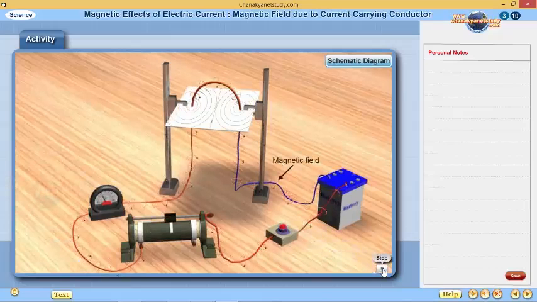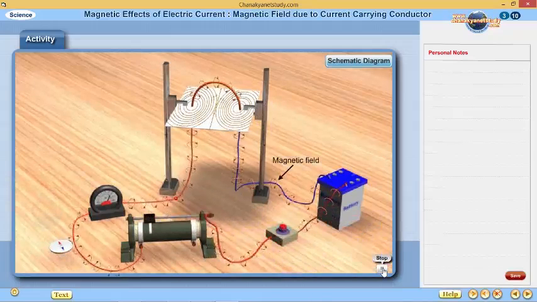Observations: the iron filings are set in 2 groups, each group consisting of a series of concentric circles about the wire as the center. The filings are crowded more near the wire than away from it. The ends A and B behave like opposite poles of a magnet, as the relative directions of the current are opposite in this case.